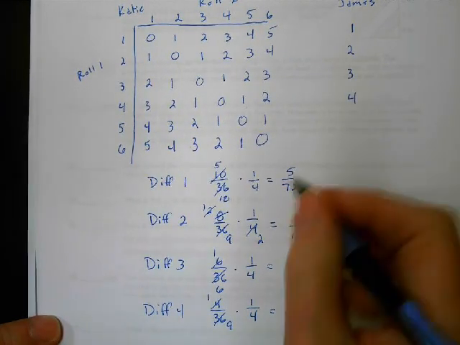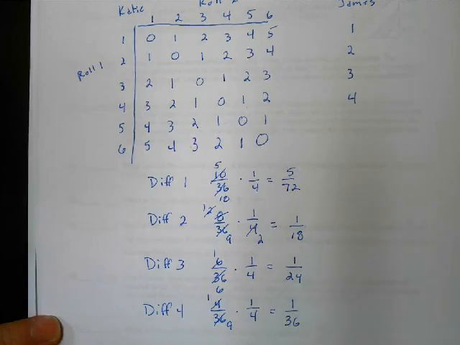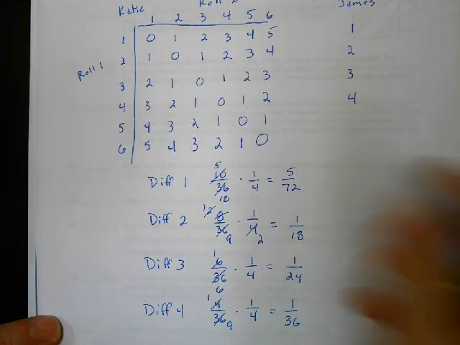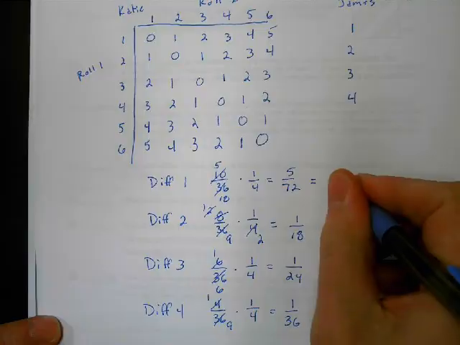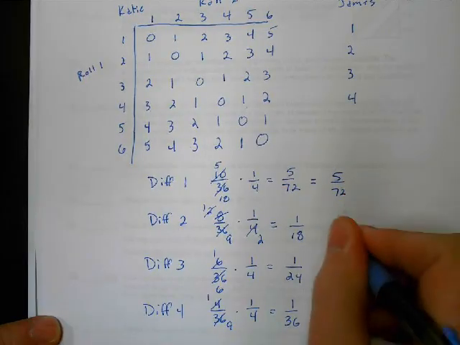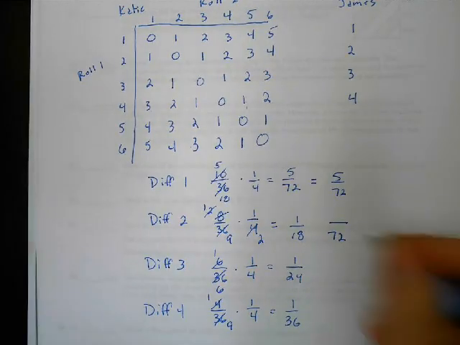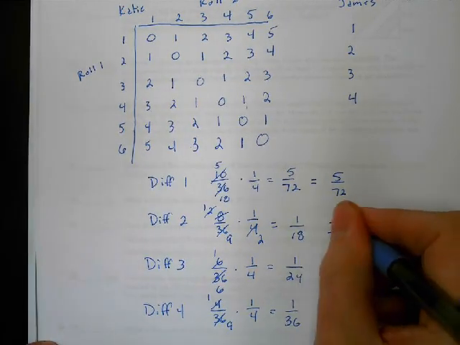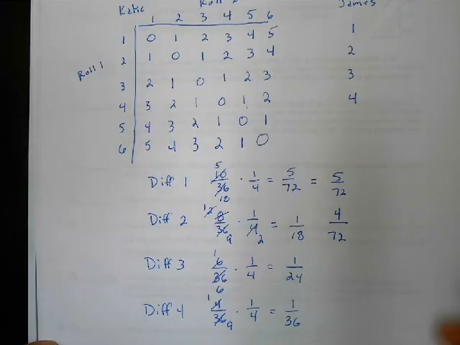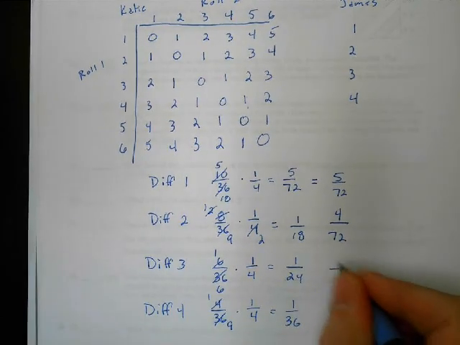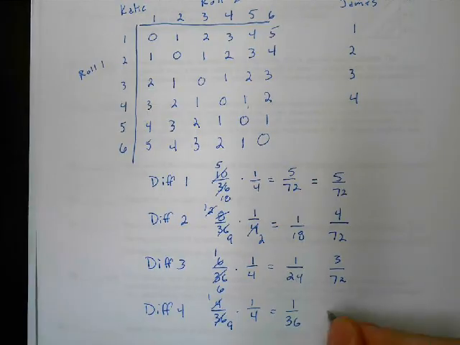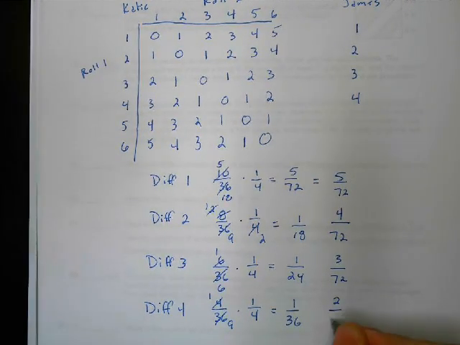These are different outcomes, so we can just add these numbers together. It'd be nice to have a common denominator, which is 72. So 5 over 72. We do 72 times this one. It's 4 times, so we get 4 seventy-seconds. 24 goes into 72, what's that? 3 times? Yeah, 3 times. And 36 goes into 72 twice, so you get 2 seventy-seconds.